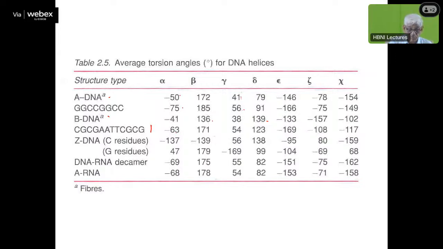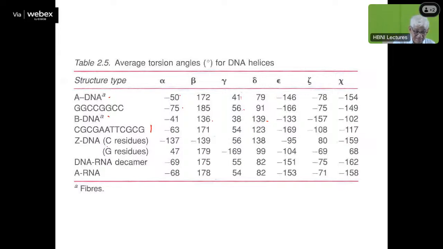And they gave you minus 63, 171, 54, 123, minus 169, minus 108, minus 117. And these are the ones which are by and large used for describing the B-DNA.